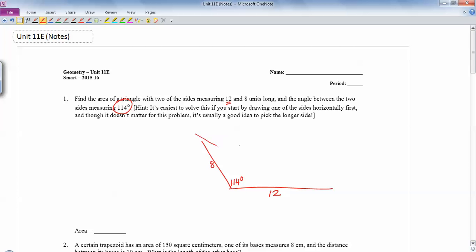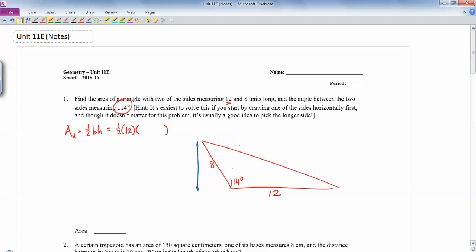So then the triangle looks like this. And we know that the area of a triangle is 1/2 base times height. And the way that I drew it, 12 is the base. But I don't know what the height is yet. 8 is not the height because it's slanted. The height goes straight up and down. So this distance right here would be the height.